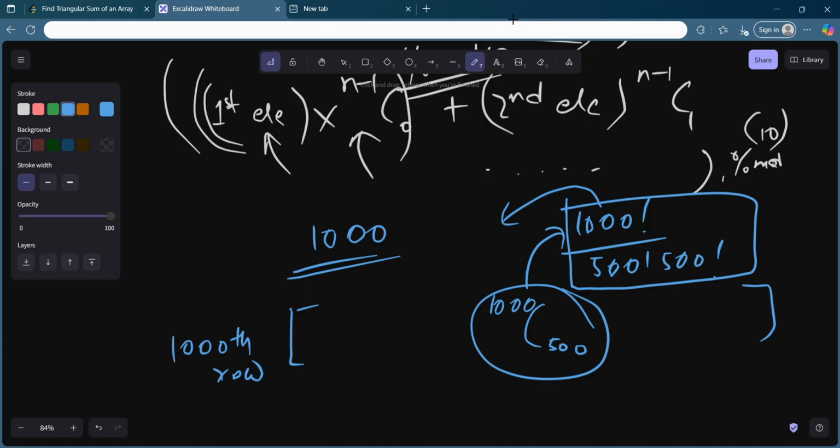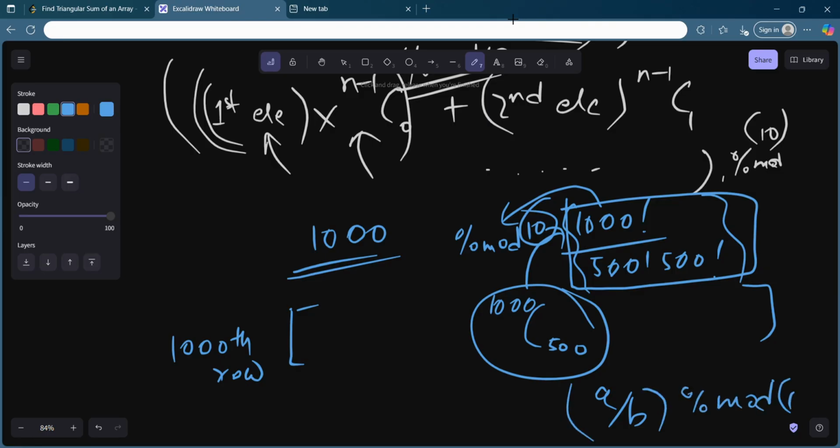Now if you think, oh wait, I cannot store this, I cannot calculate factorial, then what I can do is calculate the modulo value 10. Now you see this is in A by B format, right? In order to calculate the modulo value, you need mod inverse also.